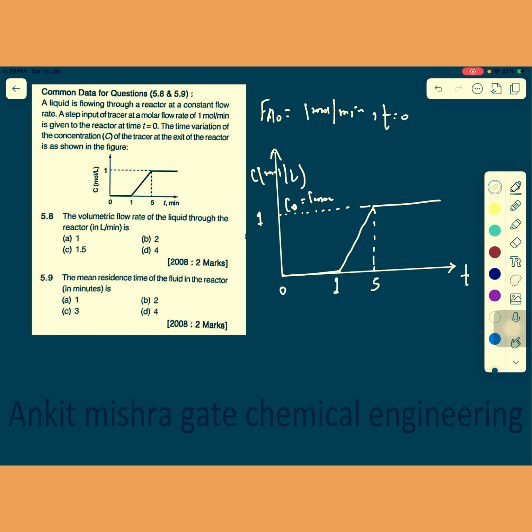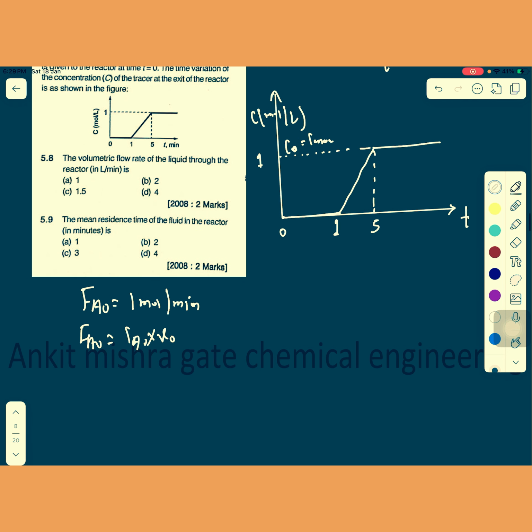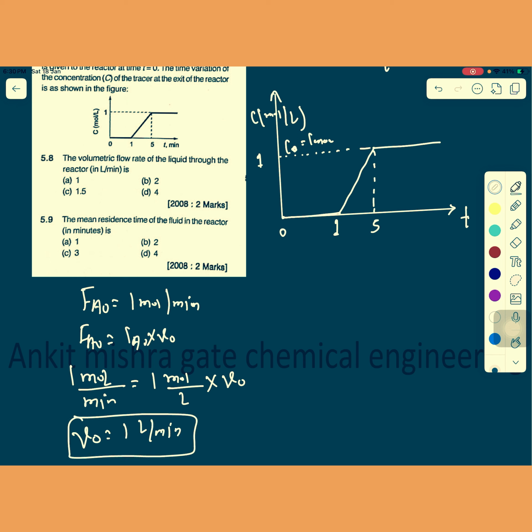Now you are supposed to calculate the volumetric flow rate of the liquid through the reactor. The molar flow rate Fa naught is given to you as 1 mole per minute, and you are supposed to calculate the volumetric flow rate in liter per minute. So what is Fa naught? Fa naught is equal to Ca naught multiplied by V naught. So Fa naught is 1 mole per minute, that is equal to Ca naught, which is 1 mole per liter, multiplied by V naught. So you can see that V naught is equal to 1 liter per minute. This volumetric flow rate is 1 liter per minute, and based on this, option A will be your correct option.